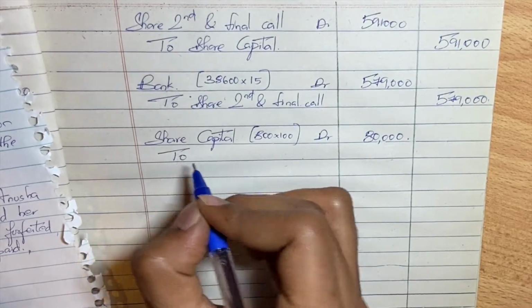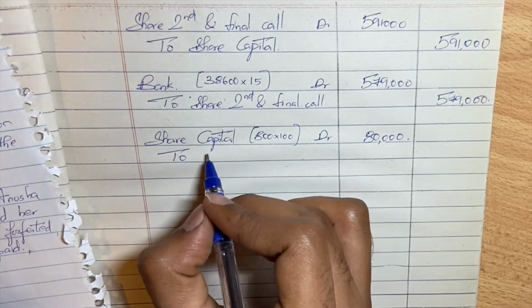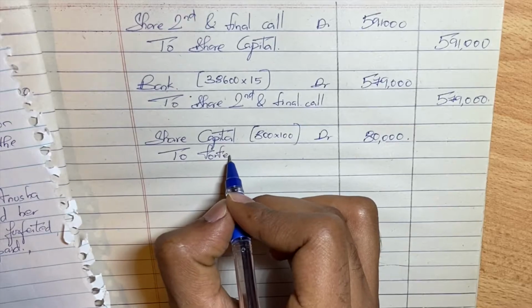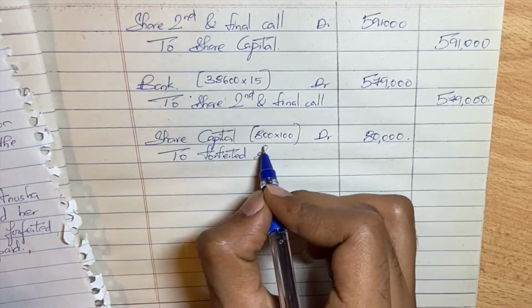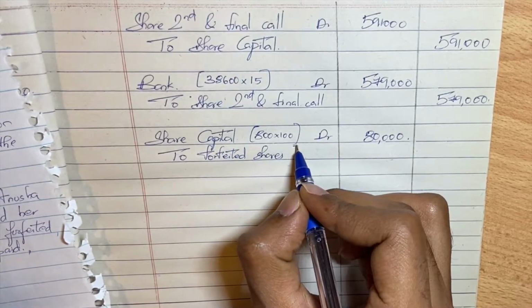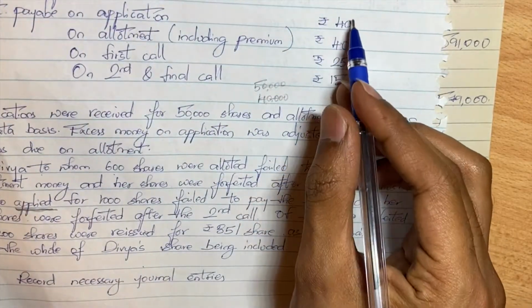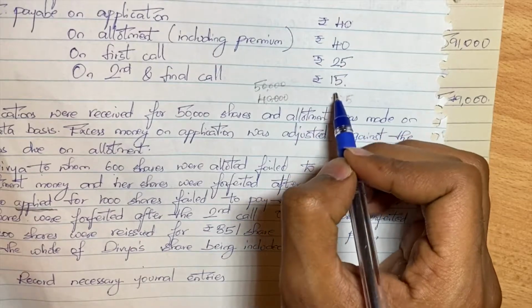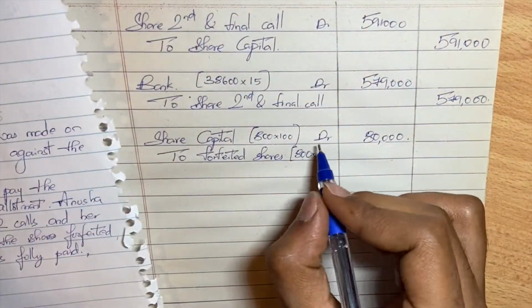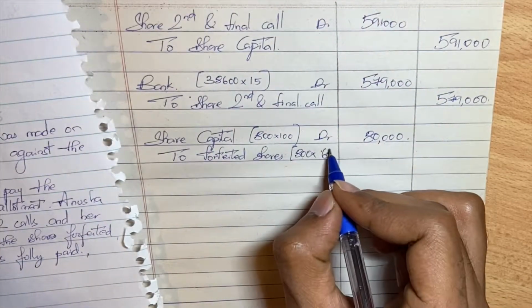Now to forfeited shares. Forfeited shares is the paid up amount. So 800 shares into what she has paid, which is only application and allotment. She has not paid the other two, which means she has only paid 60 rupees.